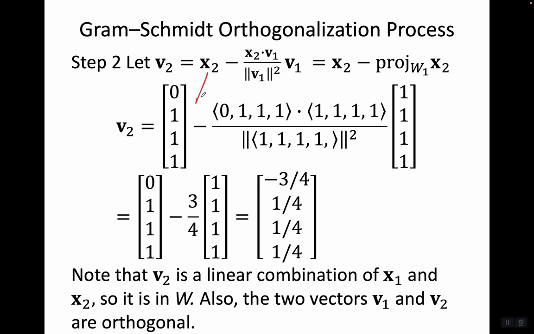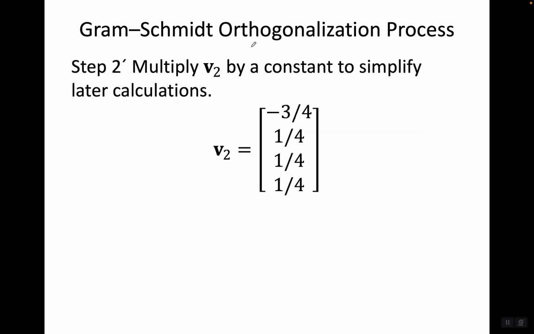Okay, so here's x2. Here's x2 dot v1. Here's the length of v1 squared. Here's v1. Do the math, and we end up with 0, 1, 1, 1 minus 3/4, 1, 1, 1, 1. In other words, it's negative 3/4, 1/4, 1/4, 1/4. Note that v2 is a linear combination of x1 and x2, so it's going to be in W. Also, the two vectors v1 and v2 are orthogonal. You can check that. So we're on track.